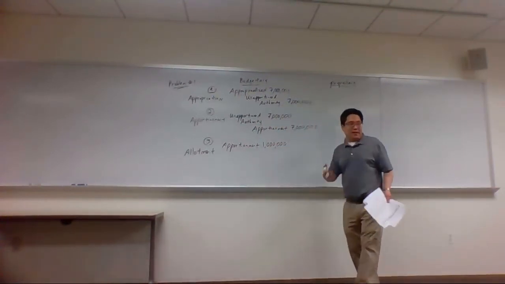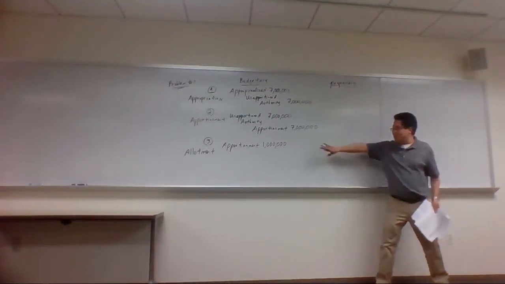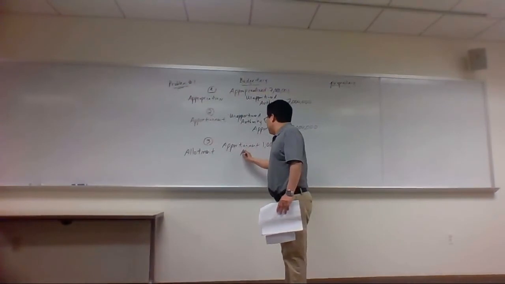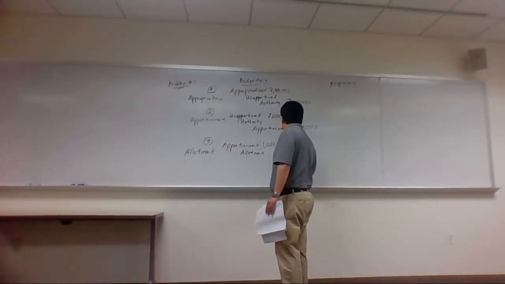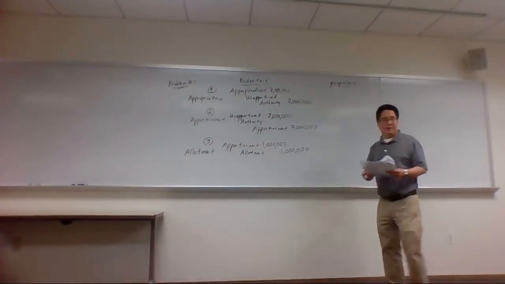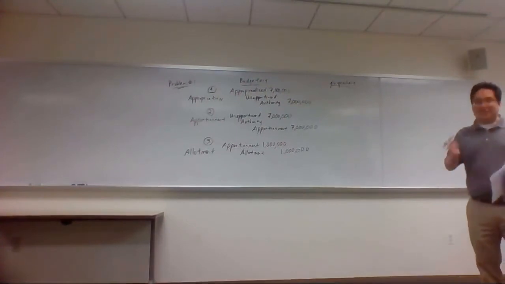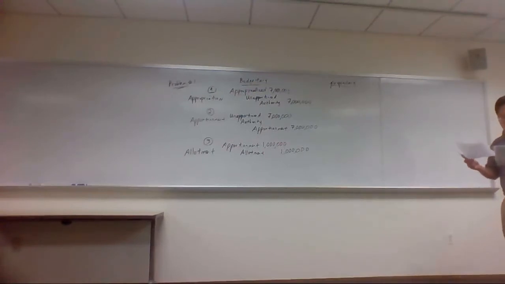And then we have to credit something to make the journal entry balance. The credit is going to be the thing that's going up, which in this case for number 3 is the allotment. Right? 1 million. Okay, good. Okay, I have a question. What do you think is going to happen in the next step? I bet you the next step, the allotment is going to go down and the obligation is going to go up, right? I'm not sure, but that's what I think.